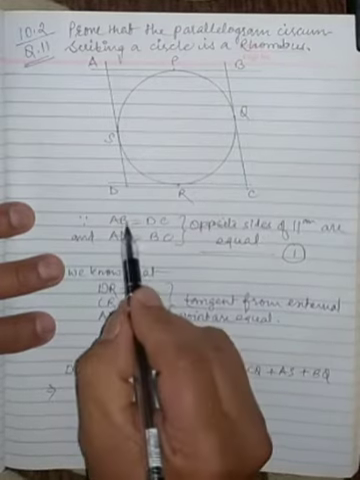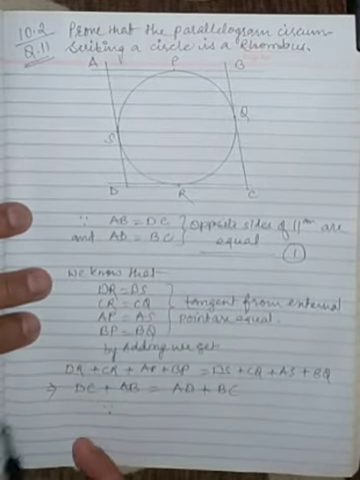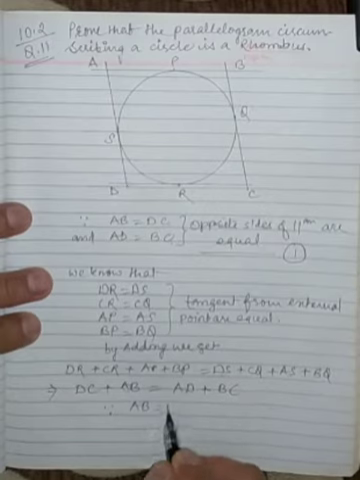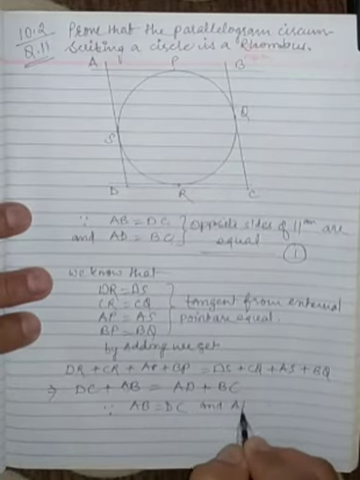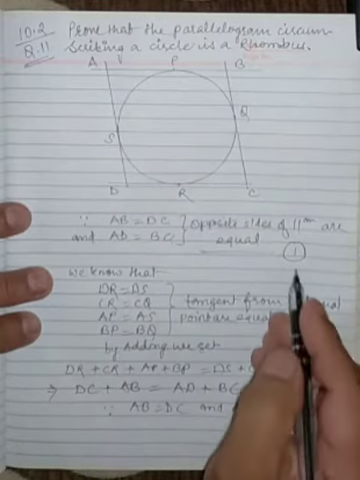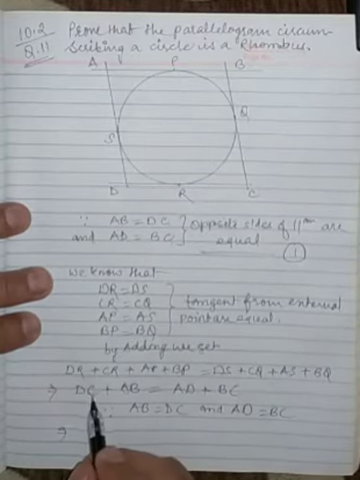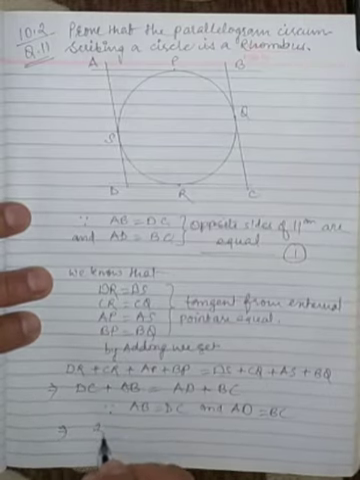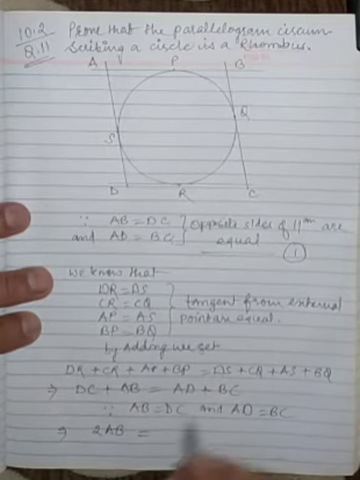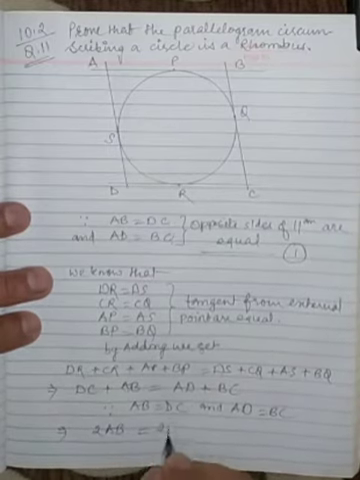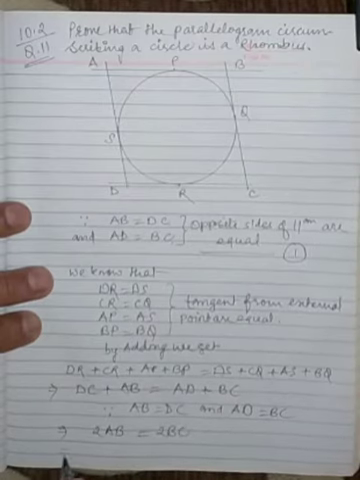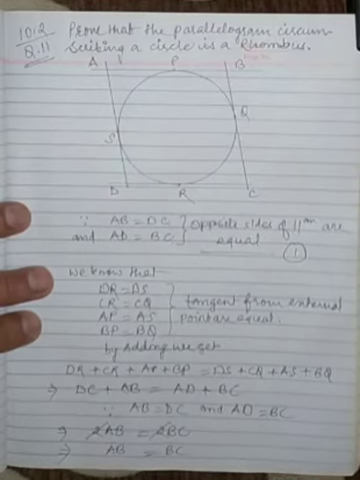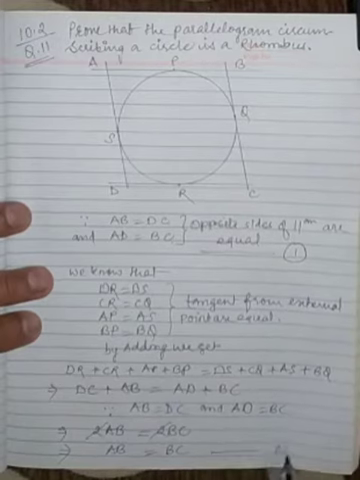Now since here AB is equal to DC and AD is equal to BC by equation number 1, in place of DC we can write AB, so twice AB is equal to, in place of AD we can write BC, twice BC. That means if we cancel 2 from both sides, we get AB is equal to BC. Let this be relation 2.